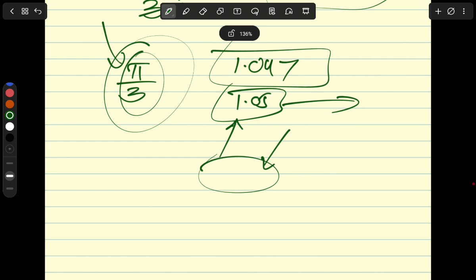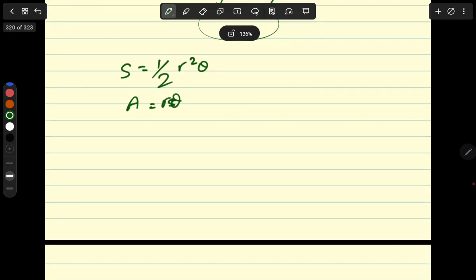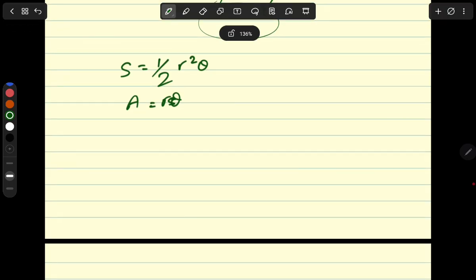Now, sometimes the students also mix formulas. So for arc length, they would use half r square theta, which is absurd. And for area, they may use r theta because they would just say that, oh my God, this is so confusing. This is not confusing. If anything, you can go back to your old definition that this is nothing but proportion.